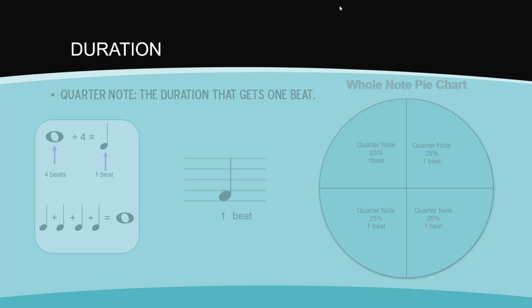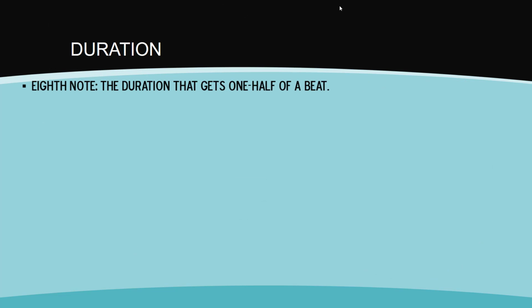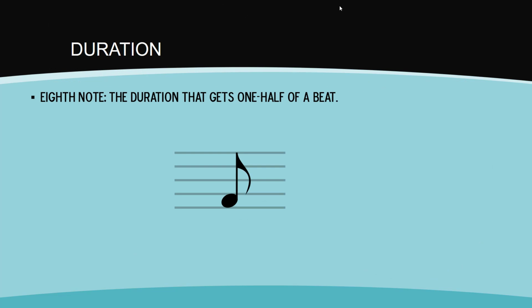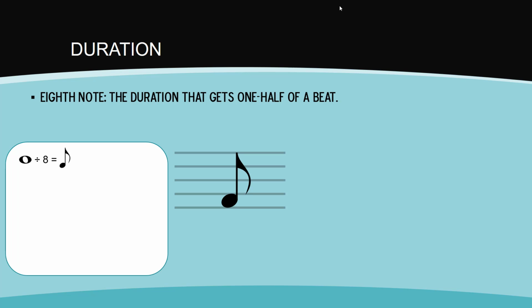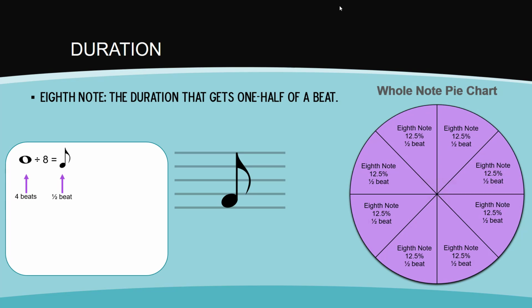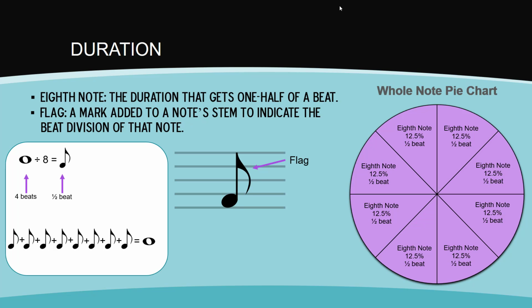An eighth note is a note that is 1/8 the duration of a whole note. There are 8 eighth notes in the value of 1 whole note. To notate an eighth note, you fill in the note head, add a stem, and then add a flag to the end of the stem. A flag is the mark added to a note stem to indicate the beat division of that note.